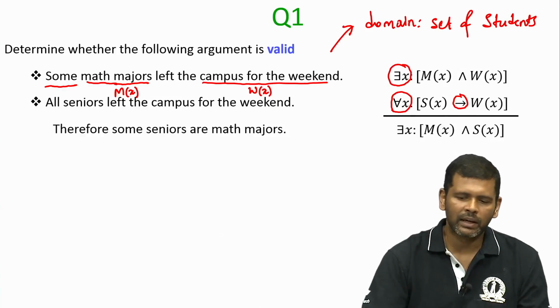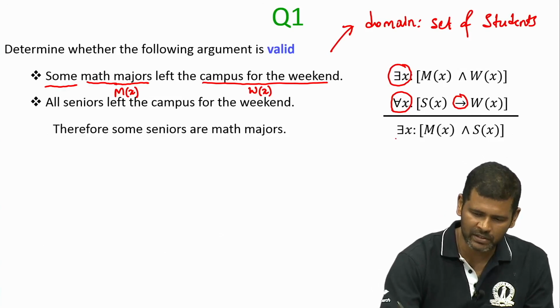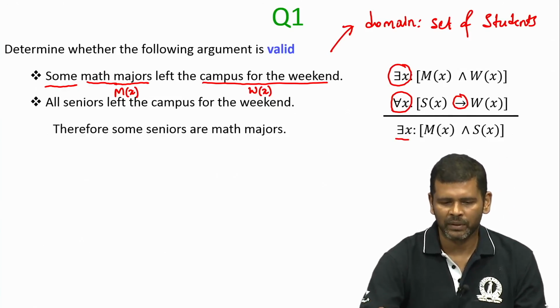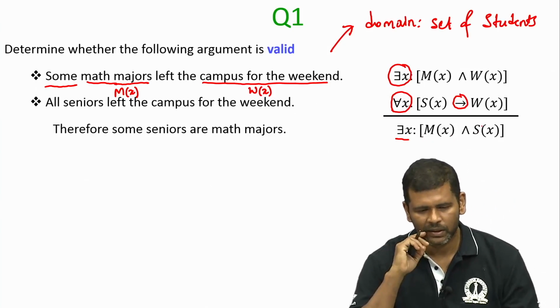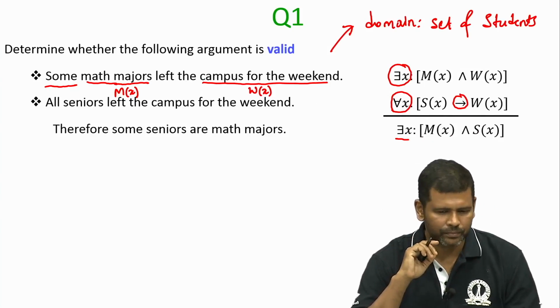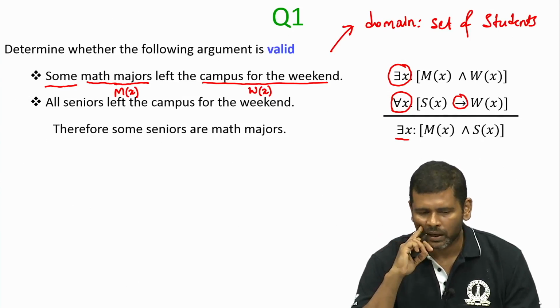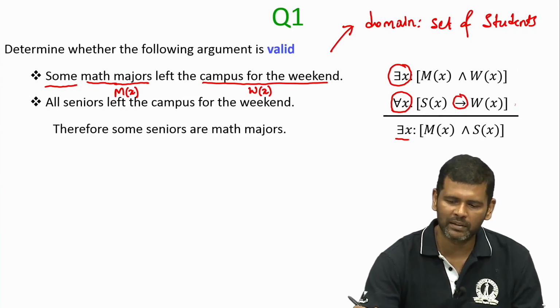The conclusion that I am making here is that some seniors, so that means an existentially quantified statement, are math majors. That means at least one student is there for which the property that he is a math major as well as he is a senior are true. Now, we have to verify whether this is a valid argument, and as per the definition it will be a valid argument if based on the premises I can draw the conclusion for every possible domain.